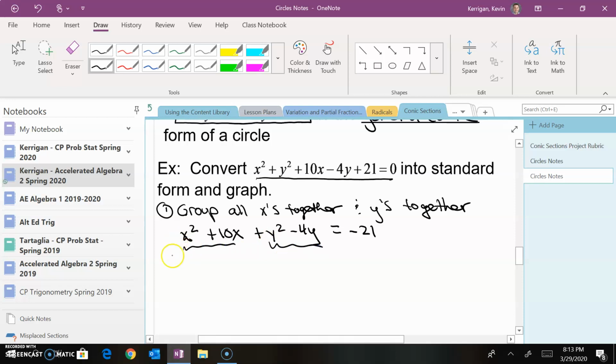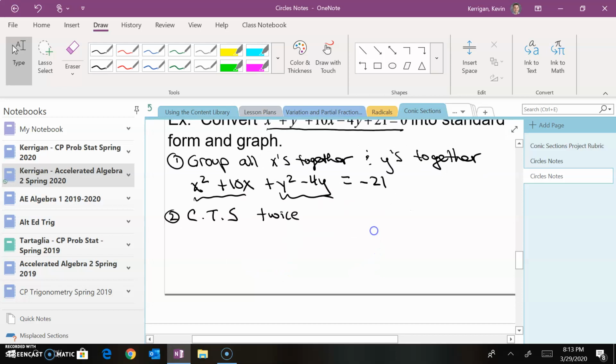Next, I'm going to write CS for complete the square. I'm going to complete the square twice. I'm going to do it once for the x values, and I'm going to do it again for the y values to get x minus something quantity squared and y minus something quantity squared in order to get it in that standard form.